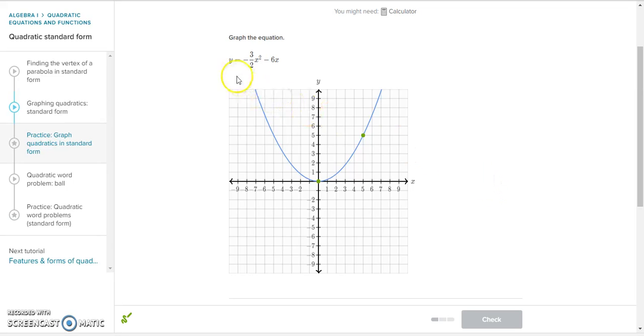So we see here the equation y equals negative 3 over 2x squared minus 6x. The first thing I notice is that this is in standard form, and I need 2 points to graph it. I need to know my vertex and one other point. Okay, so I'm going to switch over to a notepad and show you how to find the vertex.